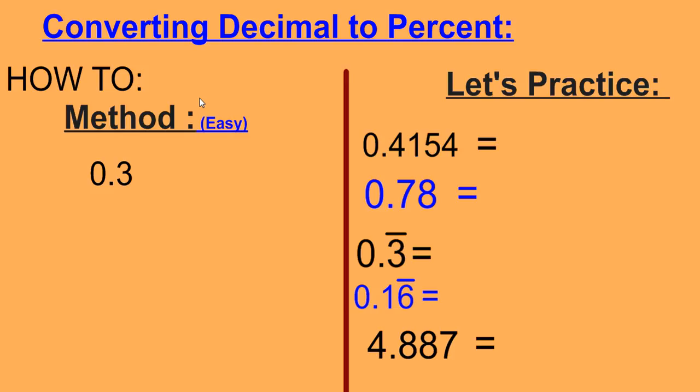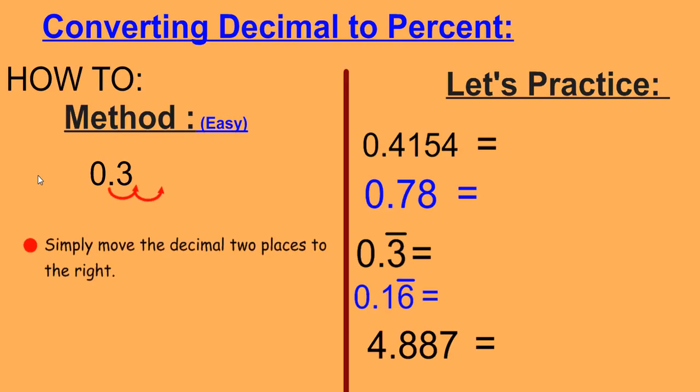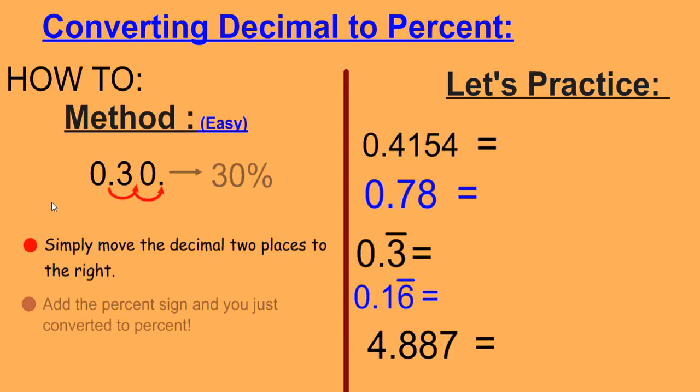Converting a decimal to a percent. So we start with this decimal, 0.3. The first thing we need to do is simply move the decimal 2 places to the right. This is such an easy thing to do. If there isn't a place value there, then we need to annex a 0 in. Next, we simply add the percent sign, and you just converted to a percent. So, 0.3 is equal to 30%.